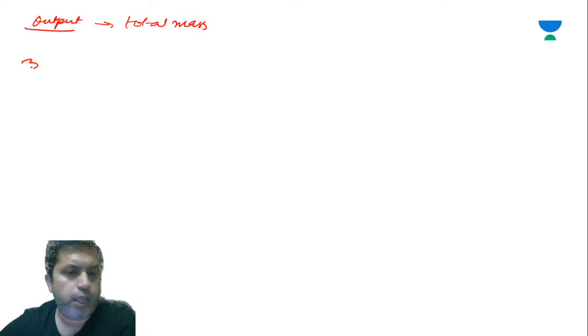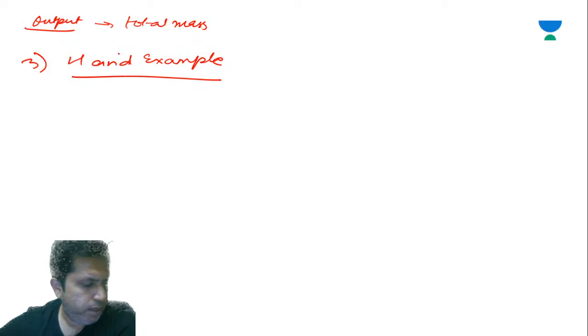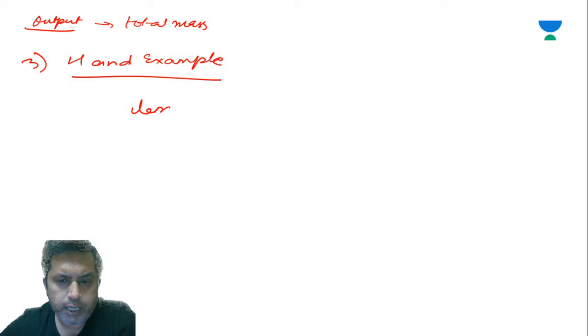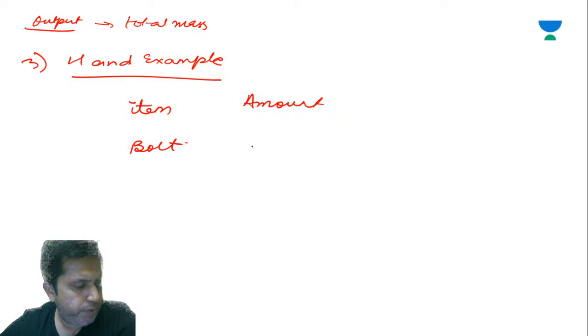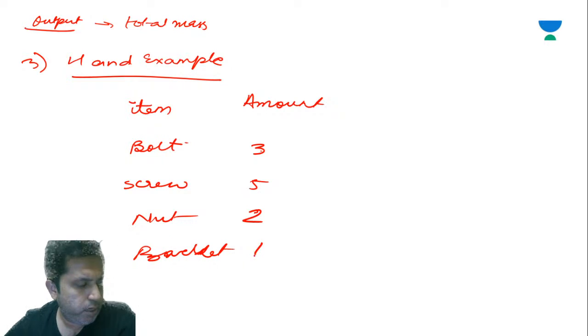Okay. Step 3, hand example. What I say is item, this is amount: bolt, amount is 3; screw, amount is 5; nut, amount is 2; bracket, amount is 1.